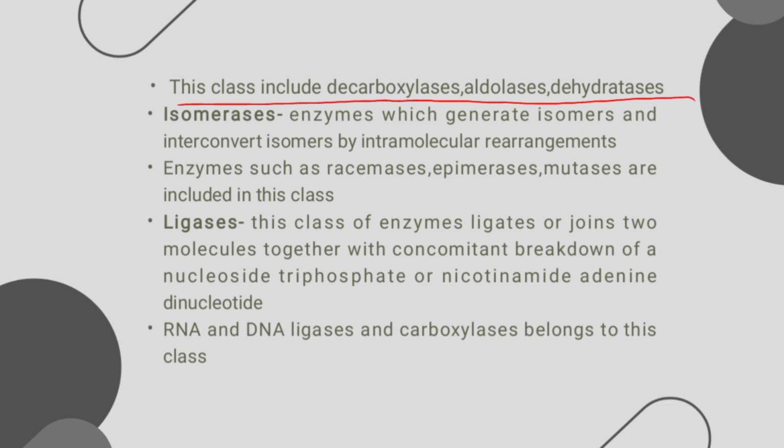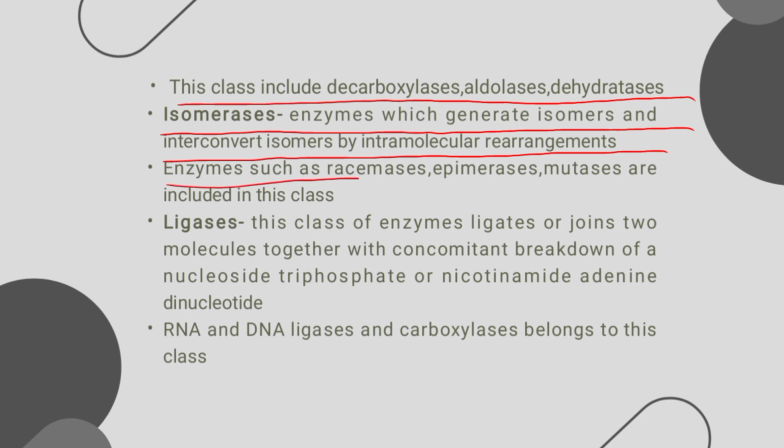dehydratases, etc. Fifth is isomerases, enzymes which generate isomers and interconvert isomers by intramolecular rearrangements are known as isomerases. Enzymes such as racemases, epimerases, mutases are included in this class.